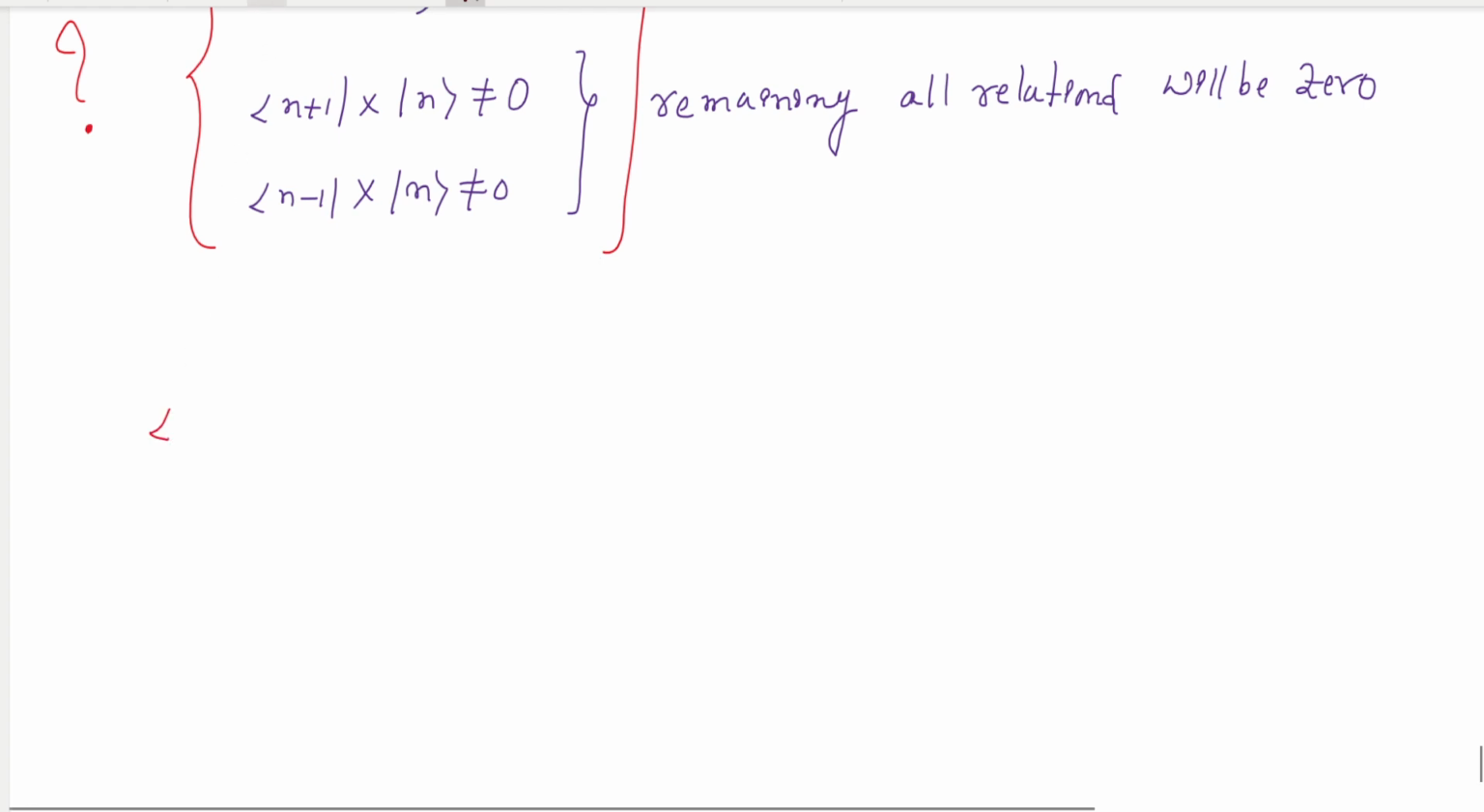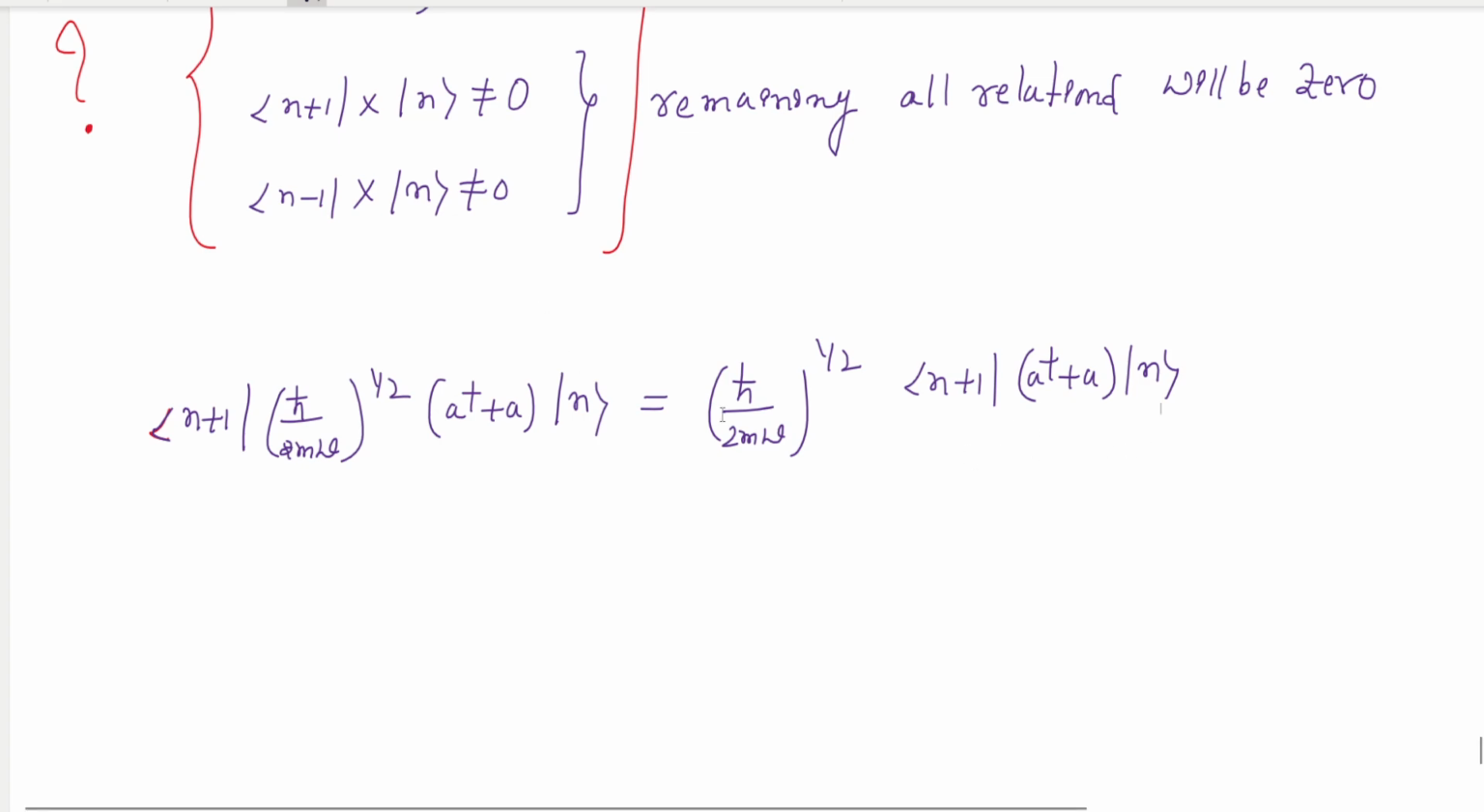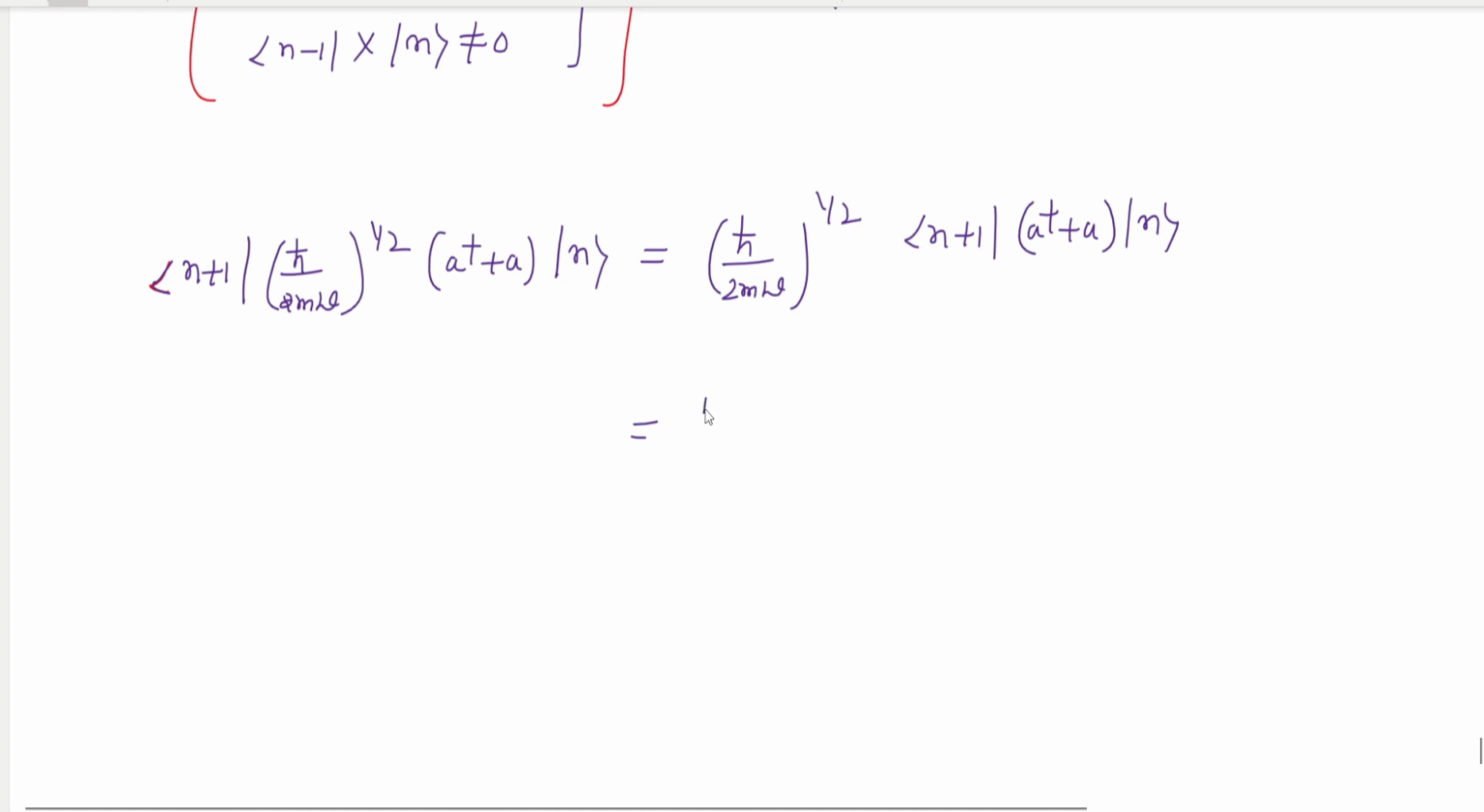First one is n plus 1. In place of x, I'm going to use this equation, h cross divided by 2m omega whole power 1 divided by 2, A dagger plus A, into n. So from this we can write this equation like this, whole power 1 divided by 2, then remaining n plus 1, A dagger plus A into n. So we already know how to calculate this type of equations, because we discussed a lot of this type of equations, right?